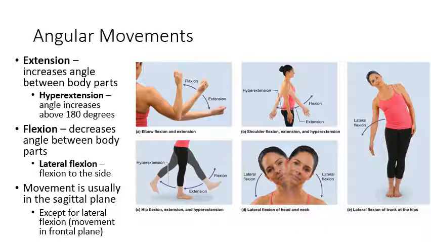Then for flexion, you also have a special type of flexion that some joints can do, which is lateral flexion, which is just anytime you're flexing to the side. So usually in extension, hyperextension, and flexion, you're moving in the sagittal plane. So the sagittal plane divides the body into a right and a left half.